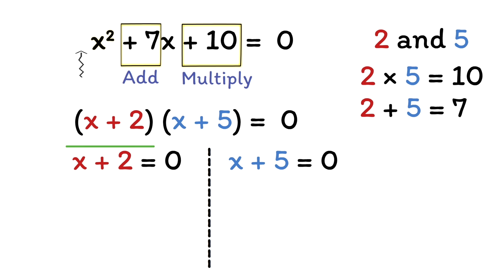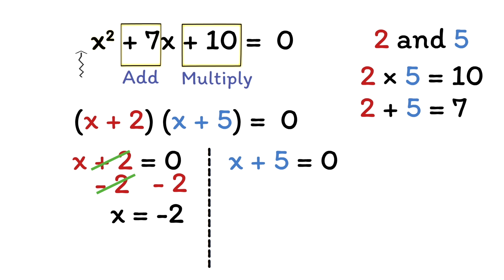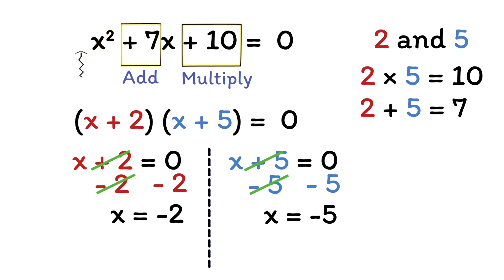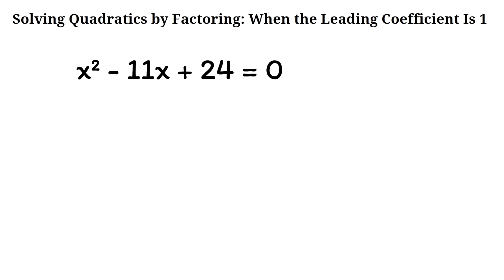First, solve x plus 2 equals 0. That gives us x equals negative 2. Next, solve x plus 5 equals 0. That gives us x equals negative 5. Therefore, our final answers are x equals negative 2 or x equals negative 5. Let's try one more example. We're solving x squared minus 11x plus 24 equals 0.